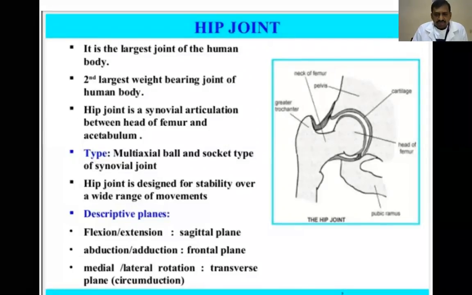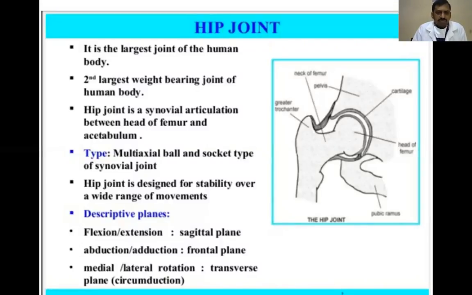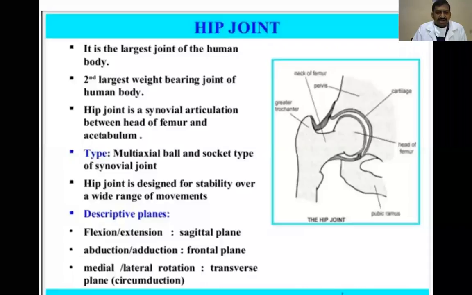Why is it called a synovial joint? Because it is lined by a synovial membrane. It is lined by synovial membrane, and it is multi-axial. You can move the hip joint in different directions, in different axes. That is why it is called multi-axial, and a ball and socket type of synovial joint. The ball is formed by the head of the femur, and the socket is formed by the acetabulum. That is the type of the hip joint.